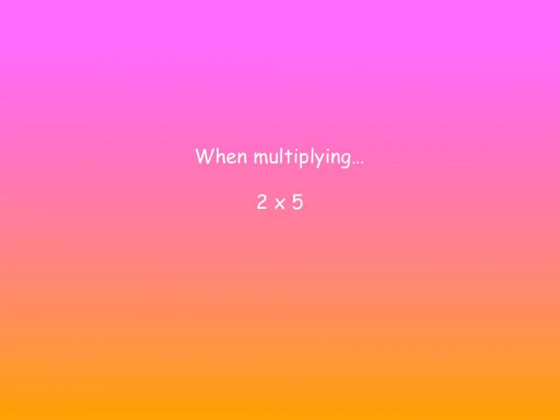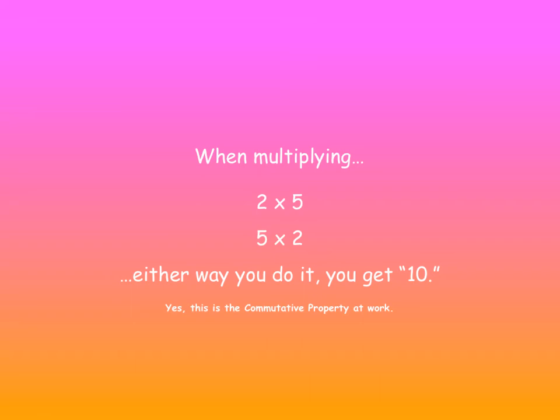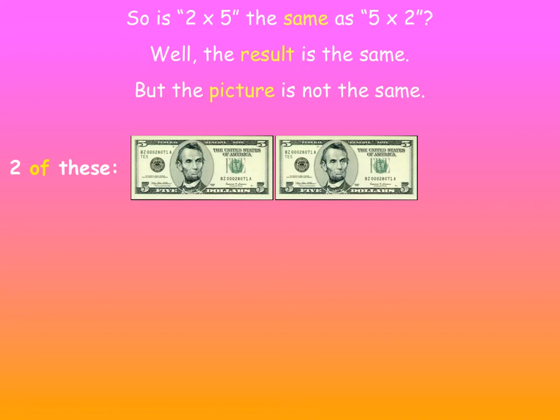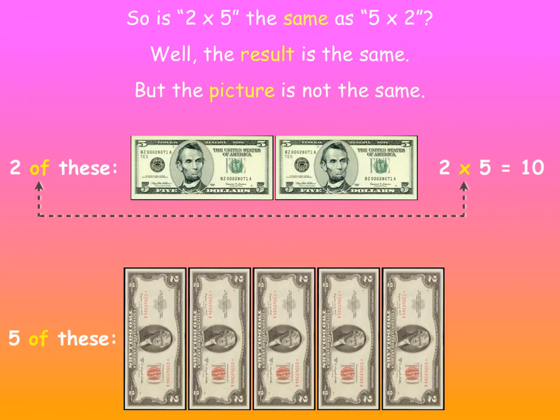When multiplying 2 times 5 or 5 times 2, either way you do it, you're going to get 10. That's the commutative property at work. So is 2 times 5 the same as 5 times 2? Well, the result is the same, but the picture is not the same. I'll show you what I mean. Let's say take 2 of these $5 bills. 2 5s is 2 times 5, which is $10. But take 5 of these, that's $2 bills. So you got 5 2s, 5 times 2 is also 10.